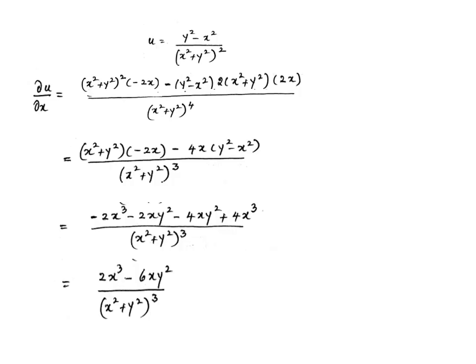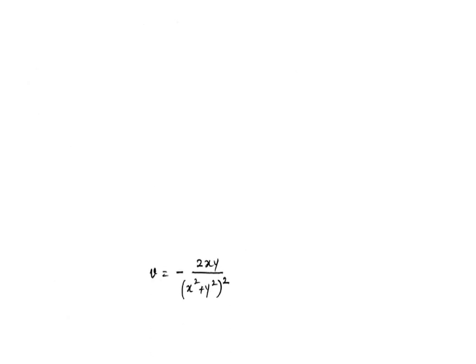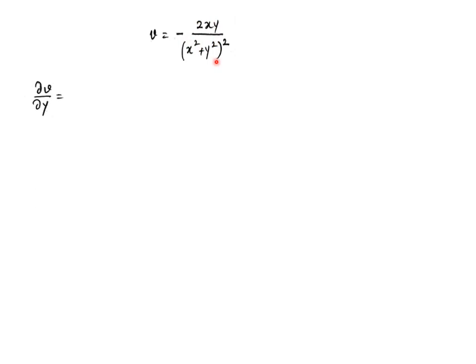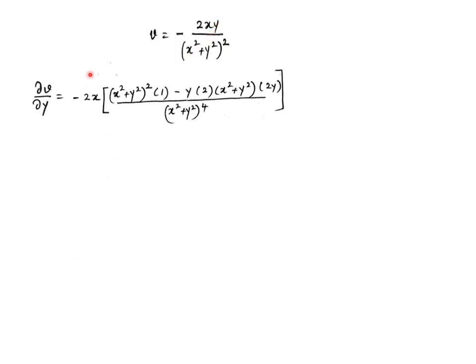Now take the equation for v, which is minus 2xy divided by (x² + y²) squared. We are differentiating with respect to y. So again the numerator is a function of y, and the denominator is also a function of y. So when you write ∂v/∂y, the minus sign you can take out. So denominator into differentiation of numerator. So minus here, you can take a minus 2x out.